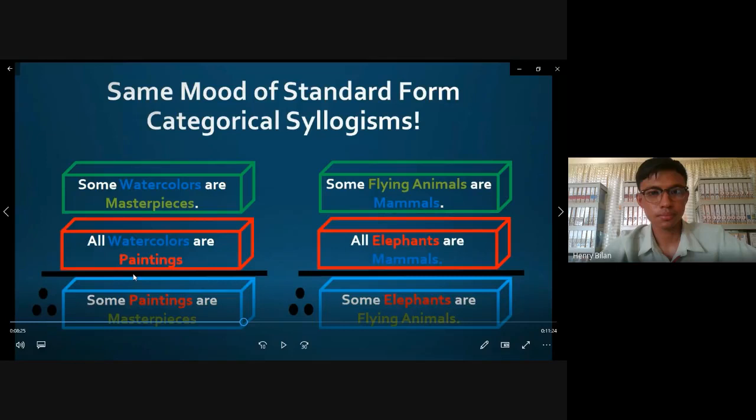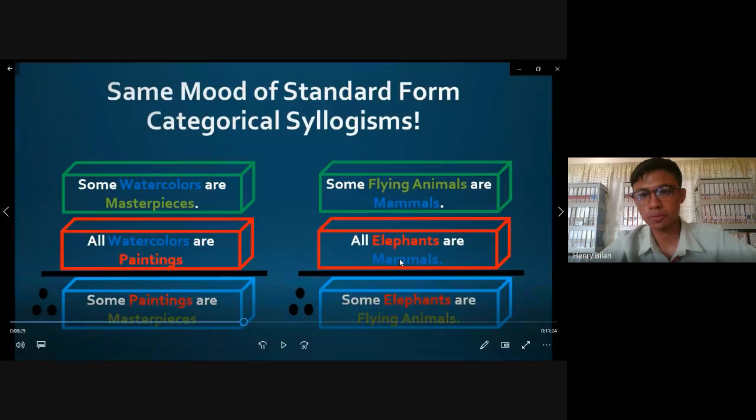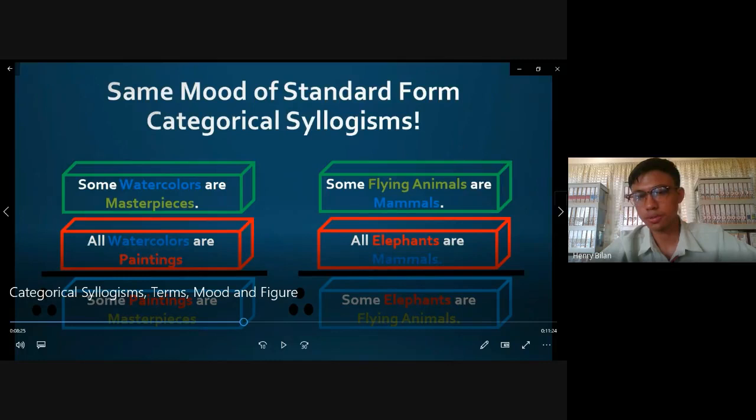Dito sa kabila. Some flying animals are mammals. All elephants are mammals. Mammals ang ating middle term. And it's located both as predicates. So, figure 4. So, mood and figure. I, A, I, figure 4. Or 4. So, that is the mood and figure.